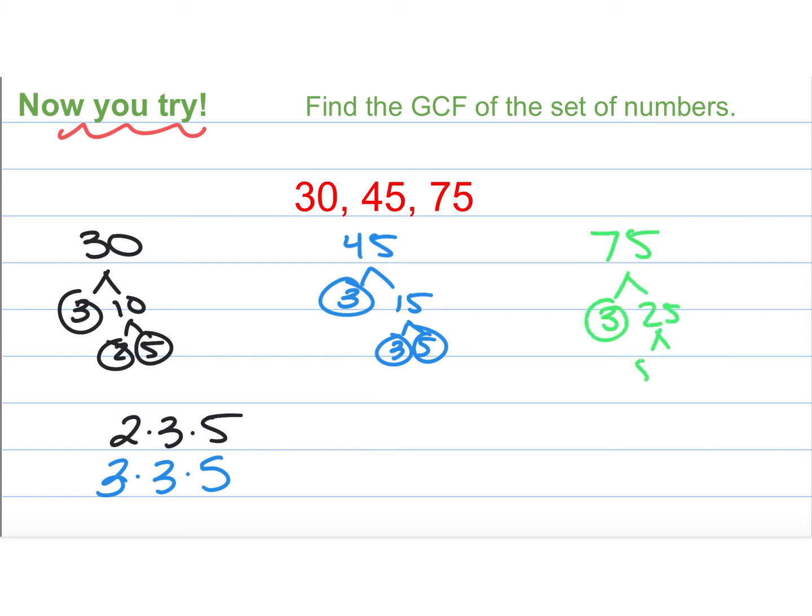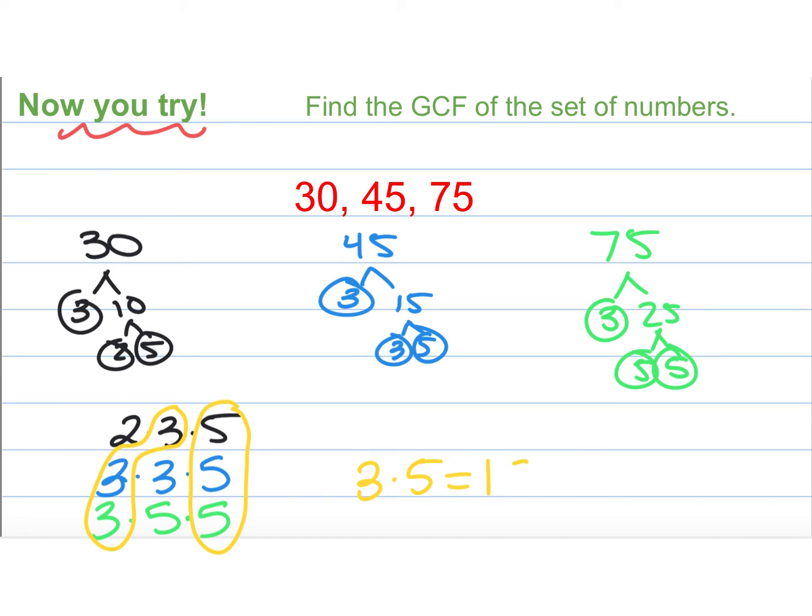Factoring these all the way until I only have primes, and then stacking them and looking at what they have in common. When I look at what they have in common, I see that they all have a 3 and they all have a 5. So 3 times 5 is 15. So the greatest common factor of 30, 45, and 75 is 15.